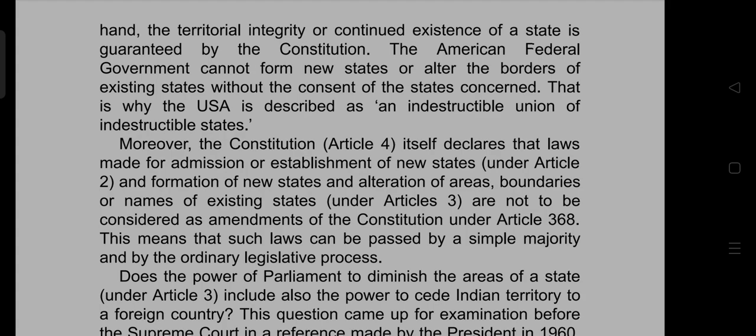Moreover, Article 4 of the Constitution itself declares that the laws made for admission or establishment of new states under Article 2, and formation of new states and alteration of states' boundaries or the names of existing states under Article 3, are not to be considered as amendments to the Constitution under Article 368. This means that such laws can be passed by simple majority and by the ordinary legislative process.